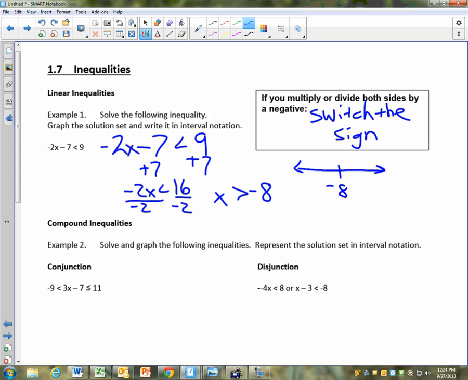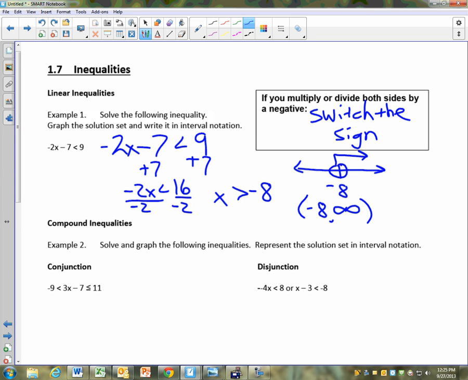So if I graph this, I plot negative 8, open or closed circle? Open, and does the arrow go to the right or to the left? It goes to the right. That is the graphical representation of the solution set, and I would also like an interval notation. Any questions?